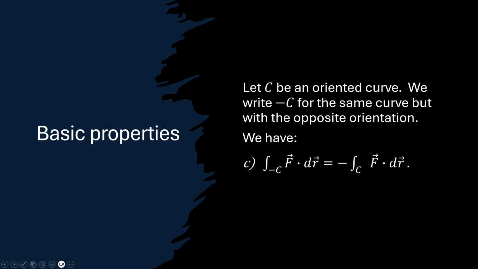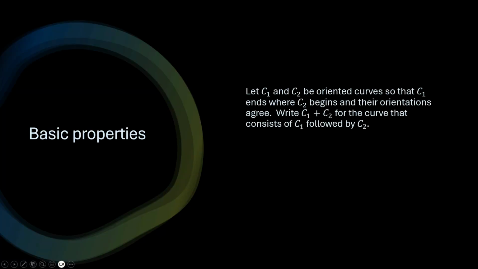And then one last property here. If I have two oriented curves so that C1 ends where C2 begins, and their orientation agrees, that means if I start at the beginning of C1 and I walk until I get to C2, C2 is going to start where I ended from C1, and then I walk C2 from there. So the orientations agree, so I can make one walk the whole way from the beginning of C1 to the end of C2. So we're going to write C1 plus C2 for that curve where you start at the beginning of C1 and you keep walking until you get to the end of C2.